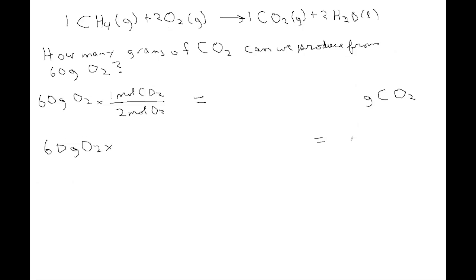So we're going to have to change that to moles first. So there's 1 mole of O2 for every 32 grams, which is 1.7. And from there we go grams of O2 times grams of CO2.